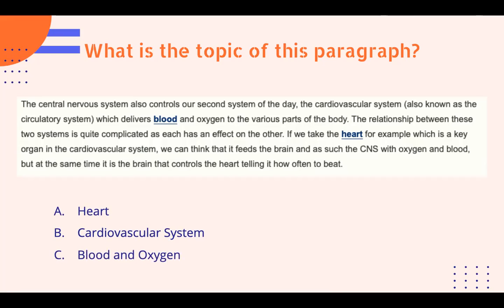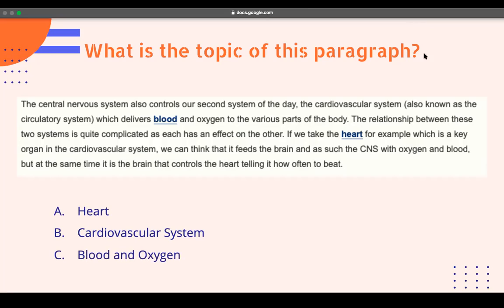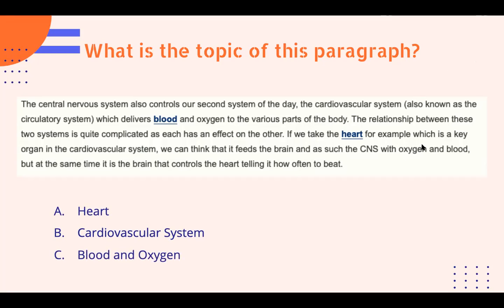Y lo más probable es que ya hayan visto la respuesta cuando presenté. Any ideas? Is it the heart, the cardiovascular system, or blood and oxygen? Okay, B. You guys are saying B. Let's see. And yes, you're correct. The topic of this paragraph is the cardiovascular system because it is talking about how it relates with the central nervous system and its function. Very good.